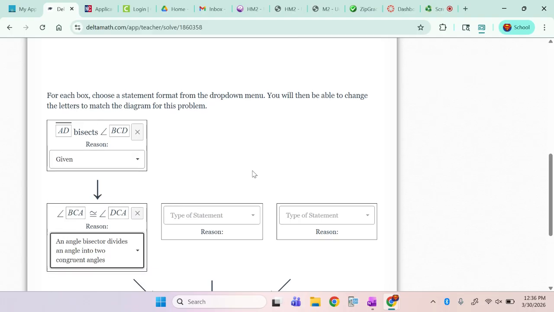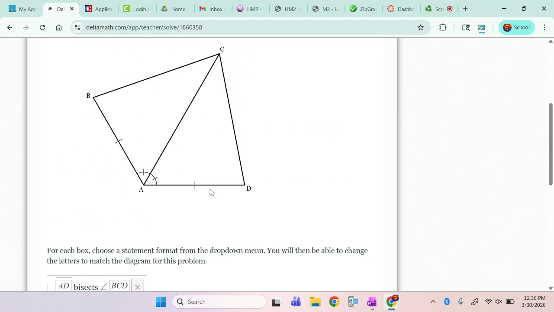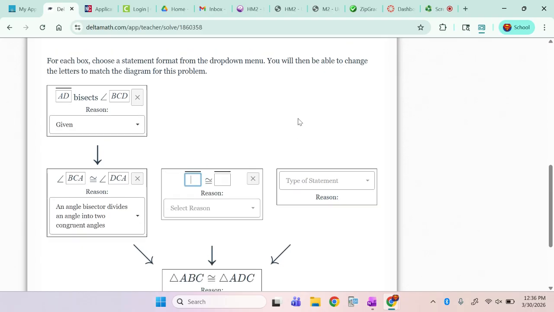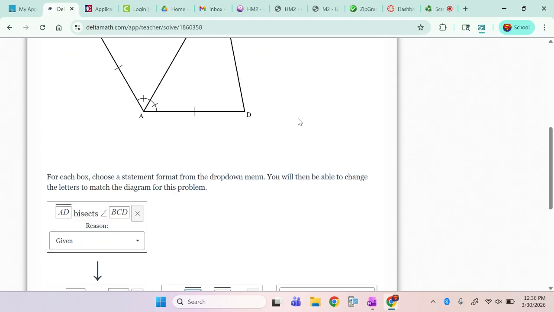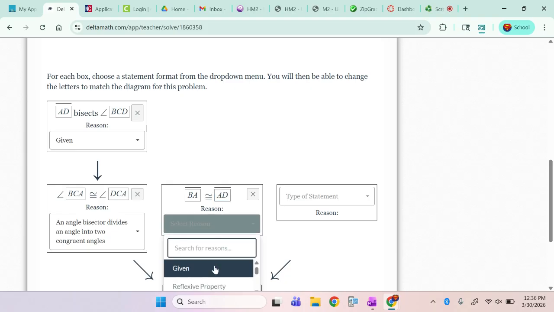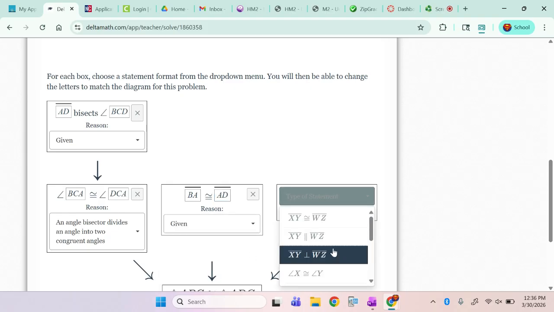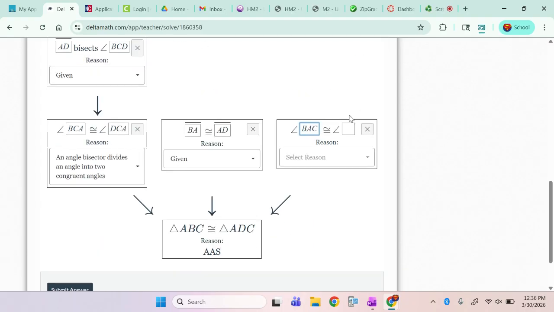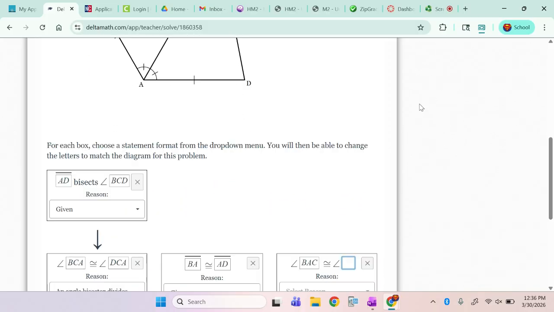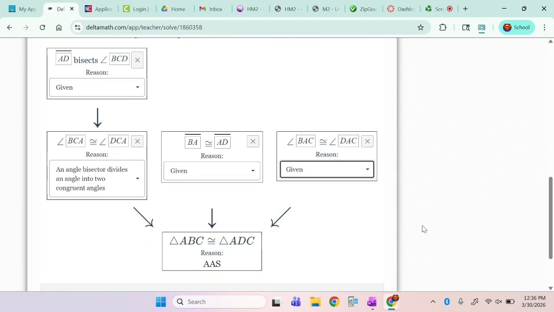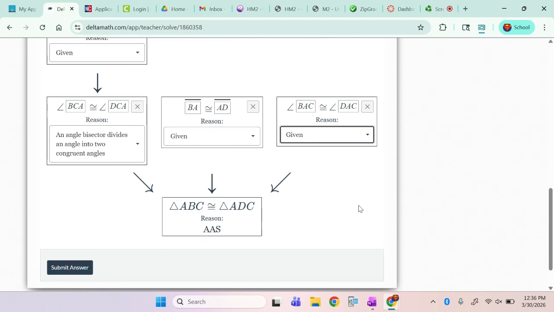Now, the other two statements and reasons are easy. We just state what they gave us. So the other two that were marked. I can say side BA is congruent to side AD. Why? It was given. And I can say that angle BAC is congruent to angle DAC. Why? Again, it's given. Thus, we have the two triangles congruent by angle, angle, side.